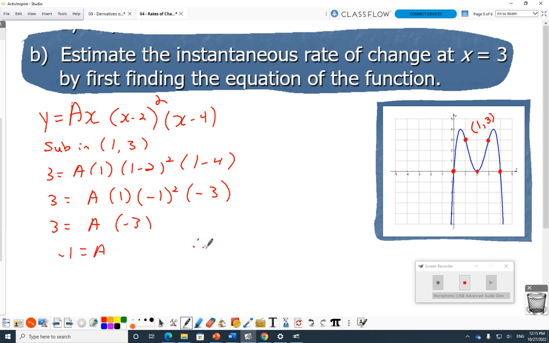Therefore, y equals negative x times (x minus 2) squared times (x minus 4). Okay, that's a very good Unit 3 question. There was one something like that on your Unit 3 test. Now I've got the equation of the graph. Good, done. Am I done? No. This said find the instantaneous rate of change. So I've got to do a Unit 3 question to get myself ready to do a Unit 2 question, which I'll do on the next page.